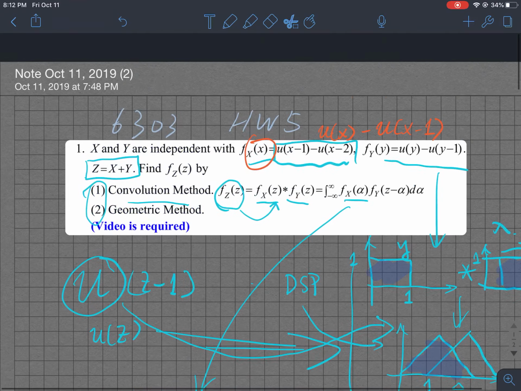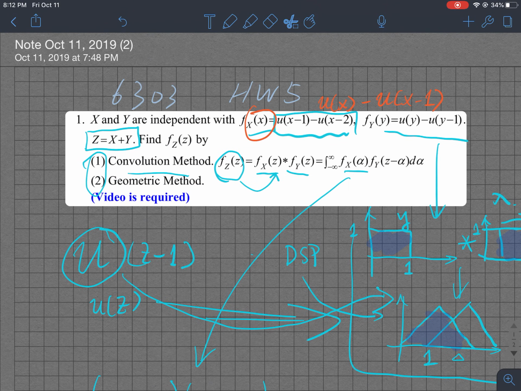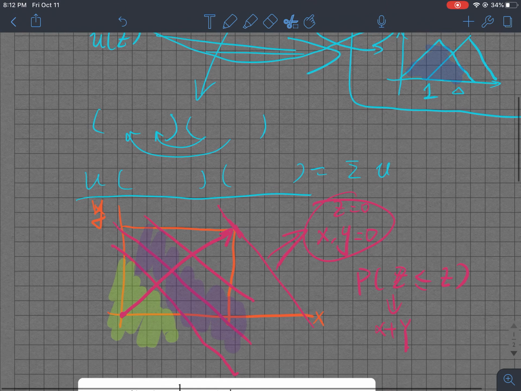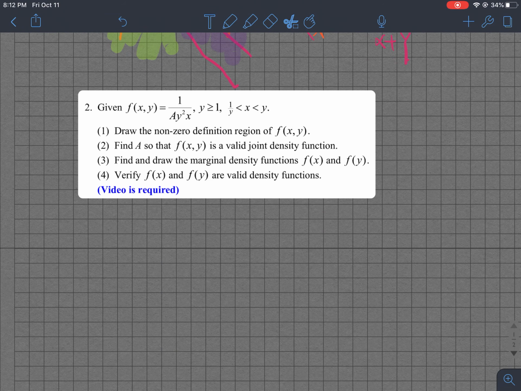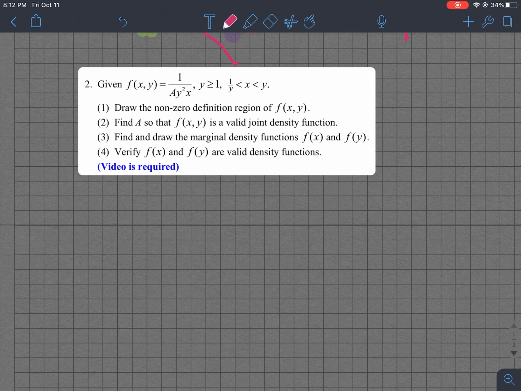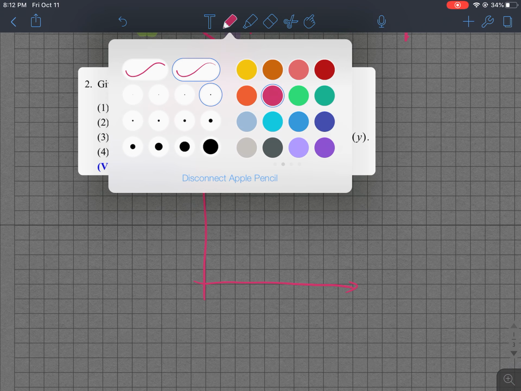I'm here for the ECE 6303 homework 5. This is problem 2. Firstly, I will analyze this question. Basically, we have this region here. We know the relationship between x and y, and we know that we need to draw the non-zero part. This is the condition to have the non-zero part. So basically, this is the graph we have.